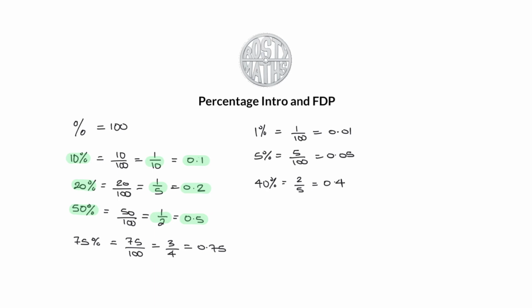Same thing if you go for 60%. 60% is 3 times 20, so 3/5, or 0.6. And finally, 80% is going to be 4/5, because it's 4 lots of 20%, or 0.8.